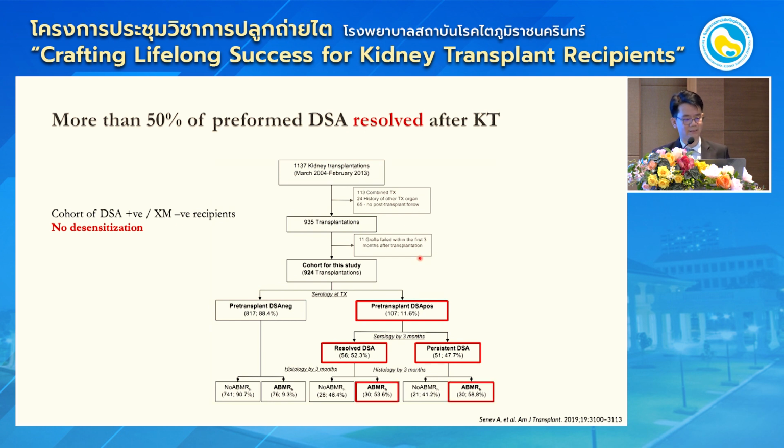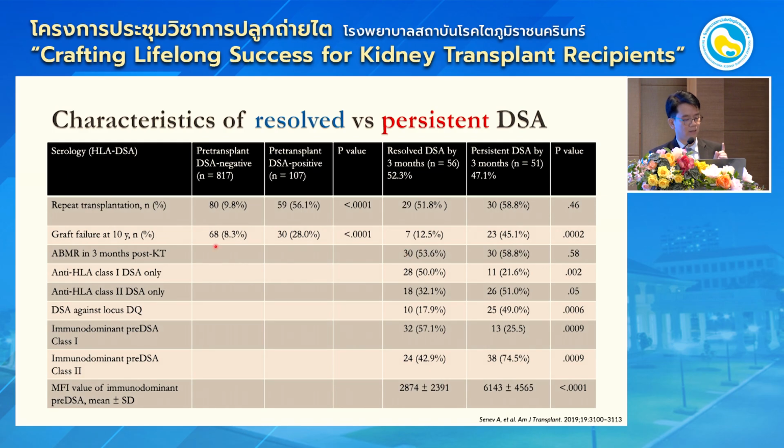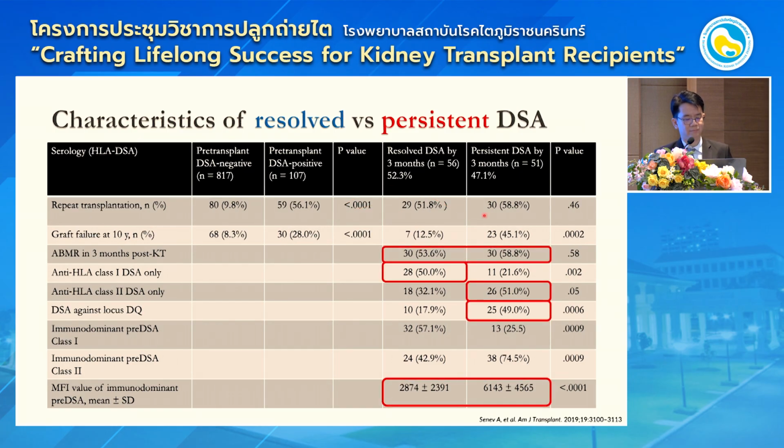And when we look at the long-term graft outcome, those patients who have pre-transplant DSA have worsened graft outcome compared to those who are pre-transplant DSA negative. And in those patients who have pre-transplant DSA, some of them can be resolved after transplantation. And with the outcome, those patients who have resolved DSA after transplantation, the long-term outcome is pretty similar to those patients who never have DSA at all.